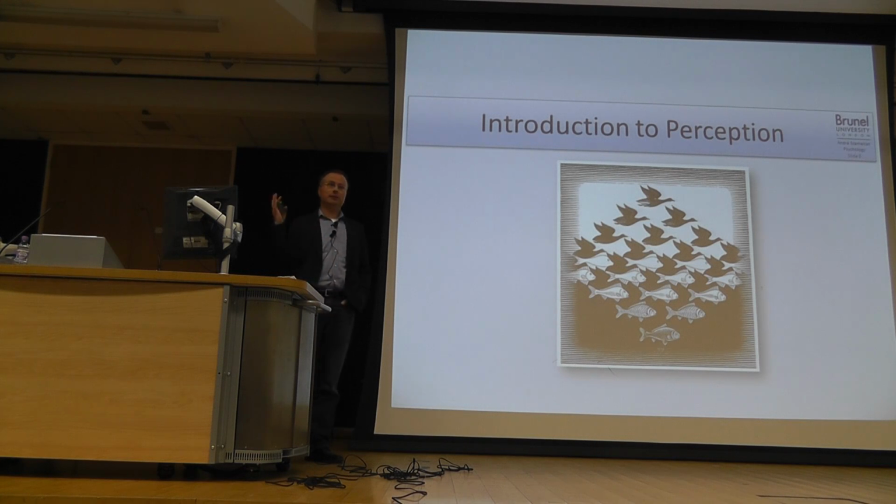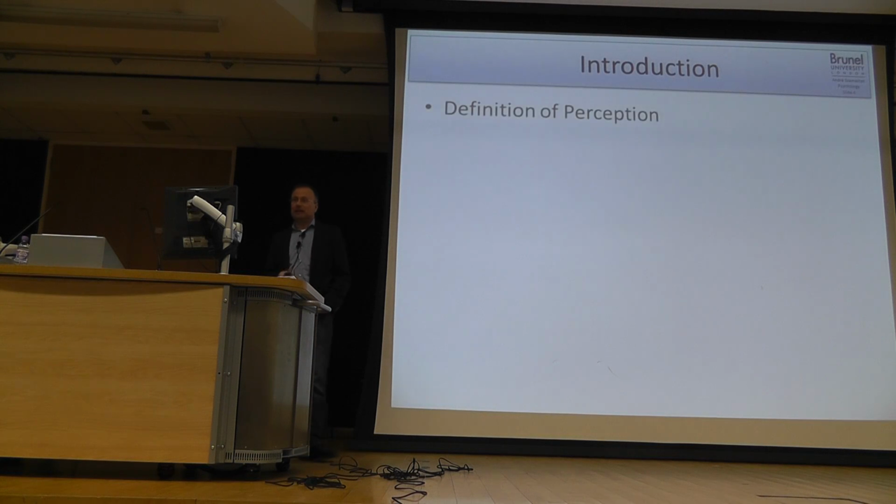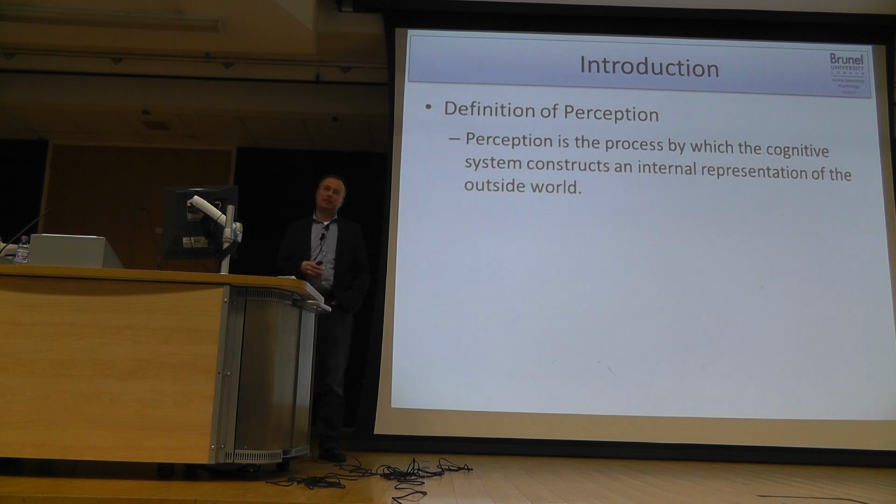Okay, let's start with an introduction into the topic of perception. Let's start with the definition. That's always a good idea to start with, and then to elaborate a little bit on that. One definition of perception is that perception is actually the process by which our cognitive system constructs an internal representation of the outside world. So we will speak about that in a bit more detail, what all that actually means.